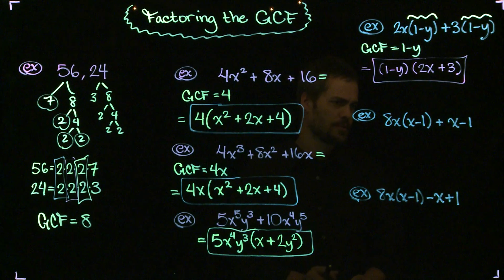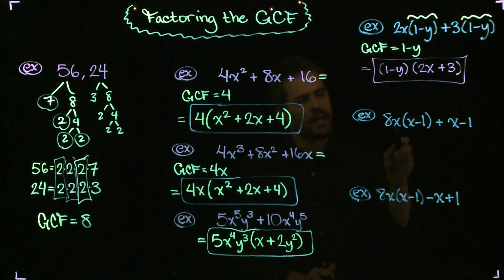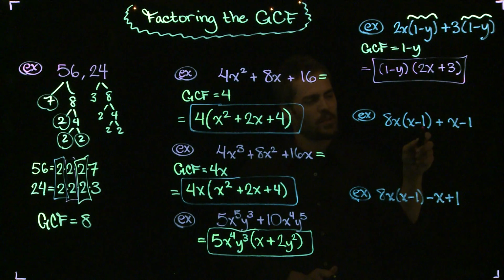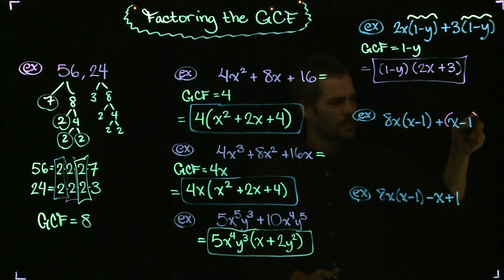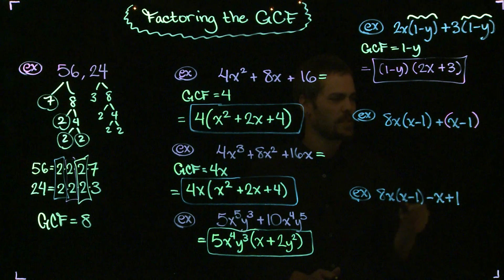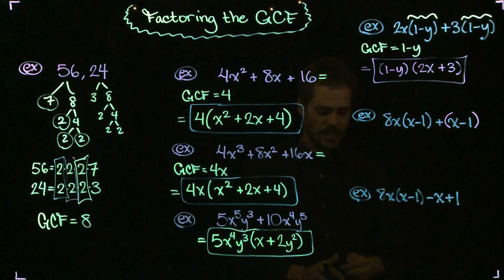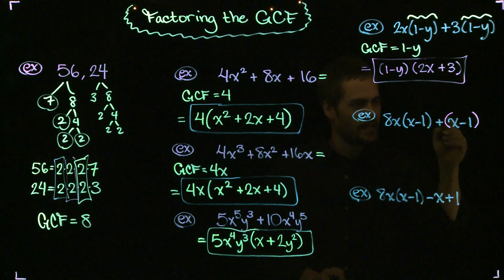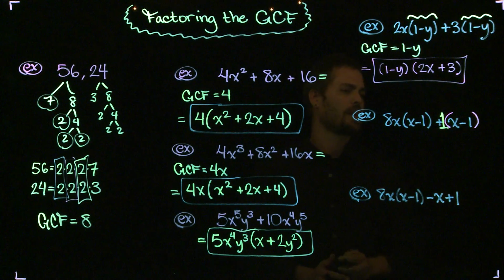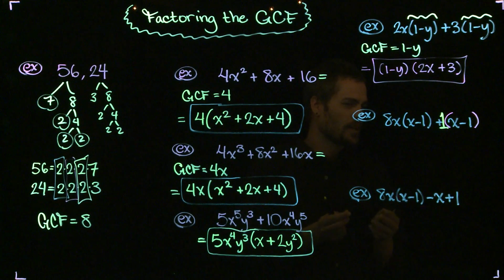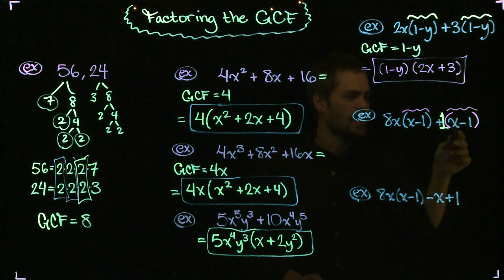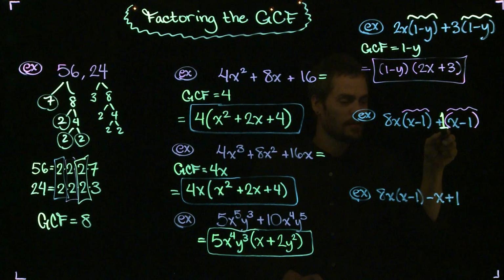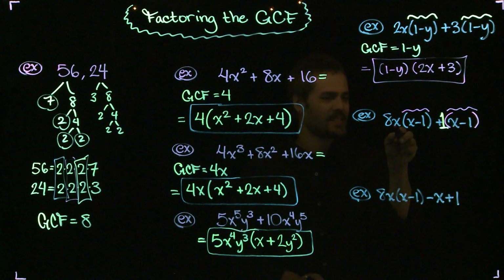Notice the next example. I tried to illustrate a common binomial factor that may not be obvious. Right here we have 8x times the quantity x minus 1 plus, let me do this, the quantity x minus 1. Now you may not see those parentheses at first. It may be up to you to insert them. And I'm actually going to insert one more piece here in addition to that. I'm going to put a 1 in front of that quantity. So now it looks a little bit more clear. Yeah, there is a common binomial factor. It's right here and here. X minus 1 is being multiplied by 1 here. X minus 1 is being multiplied by 8x here.